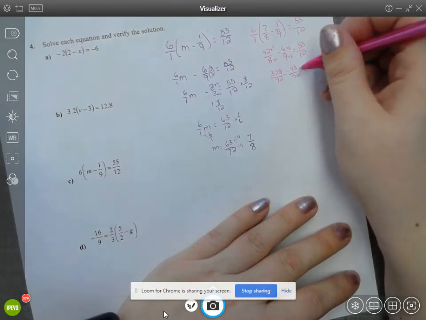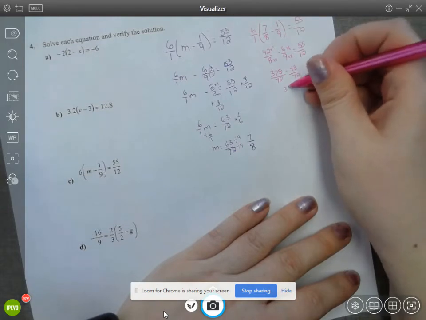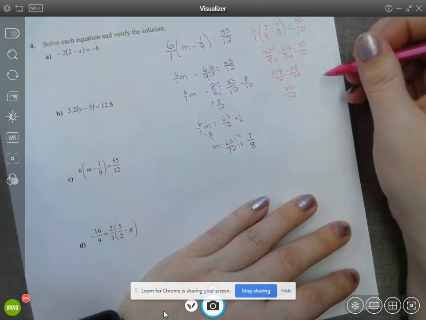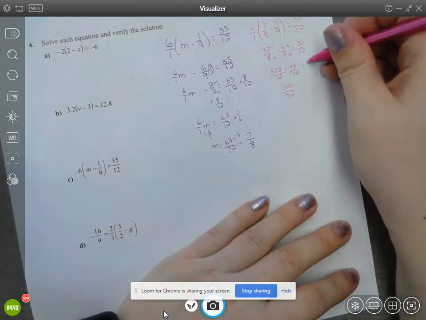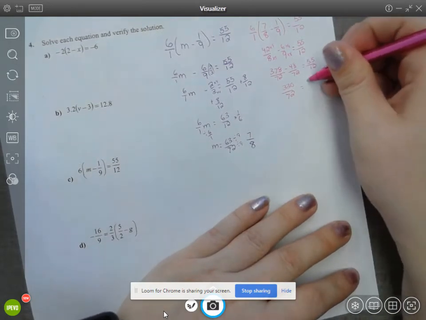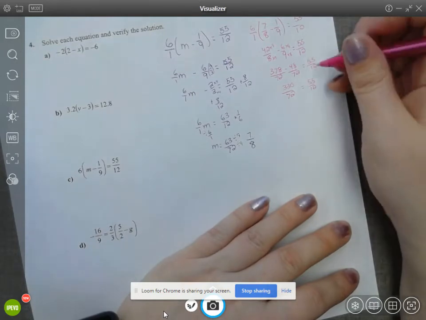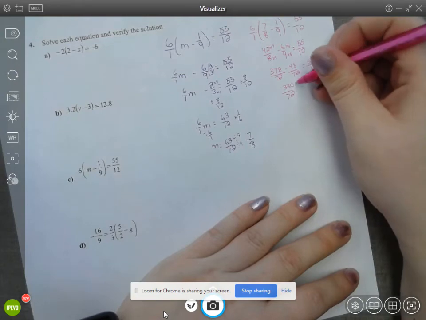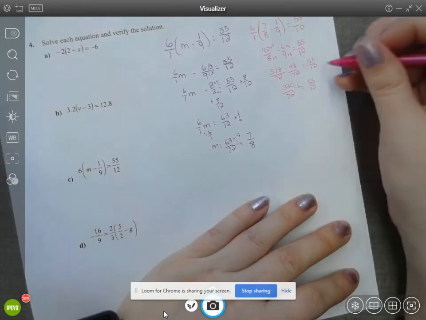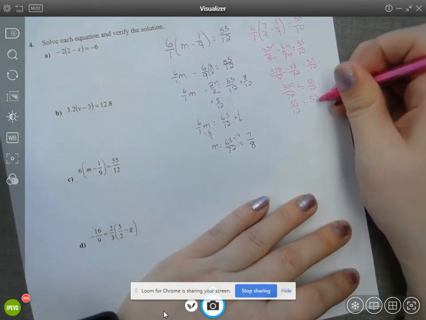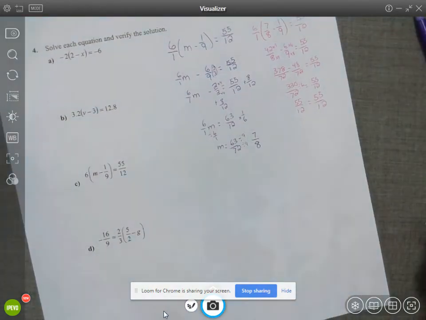And 378 minus 48 is 330 out of 72. And these are always still equal to 55/12. So if I simplify this by dividing it by 6, that will give me 55 out of 12, which is also equal to 55 out of 12. Okay, so you've got to work through kind of one thing at a time.